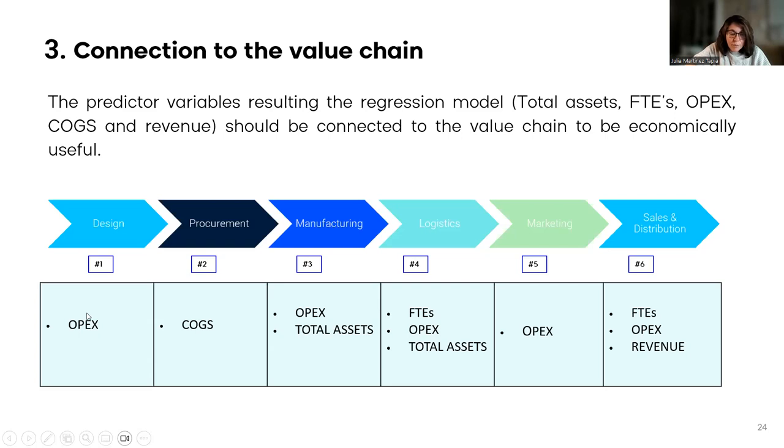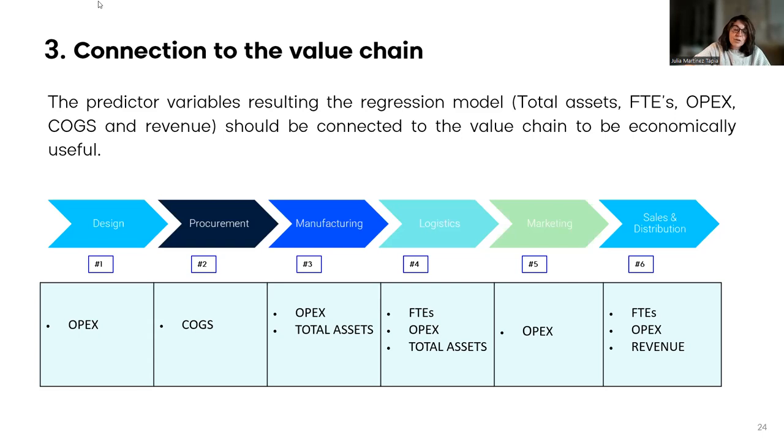For instance, we could allocate the OPEX to different parts of the value chain: to the design, the manufacturing, logistics, marketing, and sales and distribution. The COGS variable could be allocated to the procurement. Total assets could be allocated to the manufacturing and the logistics. The full-time employees could be allocated in general terms to all the value chain, but more specifically to the logistics and the sales and distribution part. And the revenue would be allocated to the sales and distribution part.